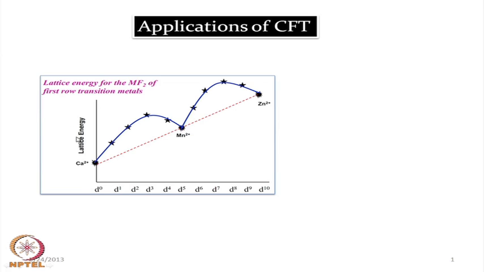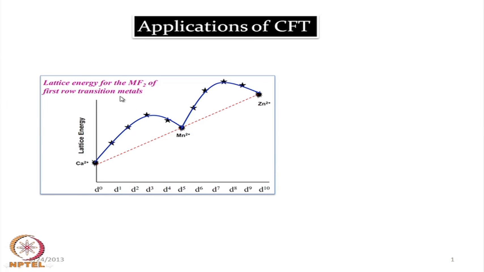So, if we plot, it is a very simple plot. On the x axis, we will be plotting the occupancy of the different d levels. So, straight away we can plot from d0, which is calcium, where we can see the effect of a metal ion with no d electron present, up to zinc, where the situation is similar, but the only difference is that here all the 3d levels are filled, having an electronic configuration of 3d10 for zinc 2 plus.